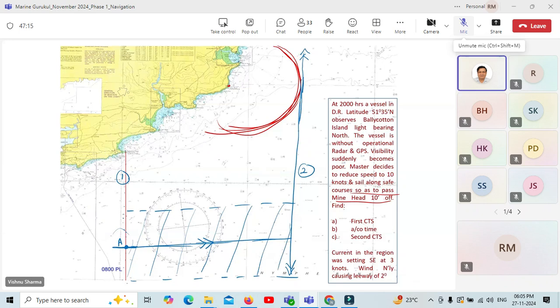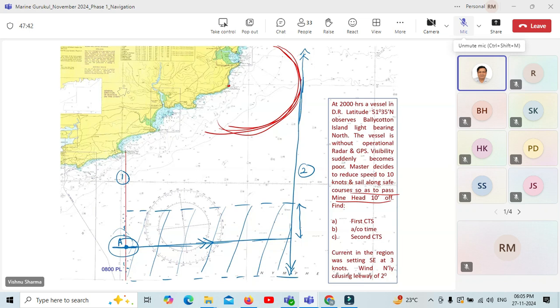Why? Because when I have a safety margin or safety zone on both sides, what am I ensuring? That whatever may be the error in my position here, I expect myself to be navigating in the safe zone which I have surveyed. Now, your next question will be, sir, how much should this safety zone or safety margin be?